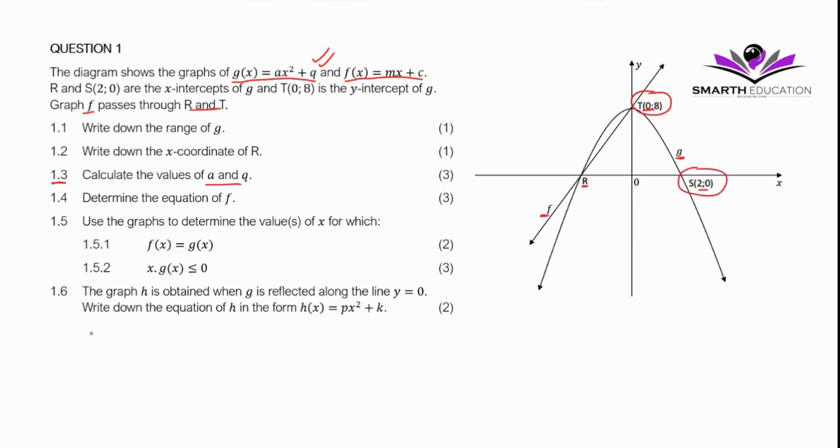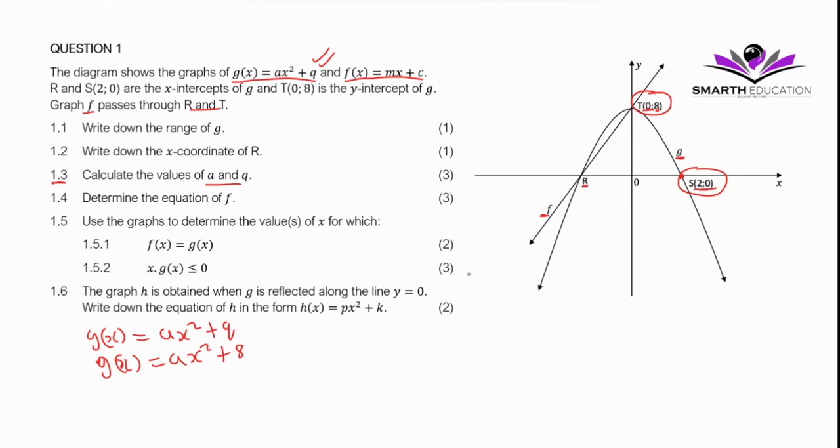So what we do, we say g of x is equal to ax squared plus q. The y coordinate of the turning point is our q. So it means g of x is equal to ax squared plus 8. And then we substitute the other point that we're given, any other point on the graph. So point S there is the point on the graph.